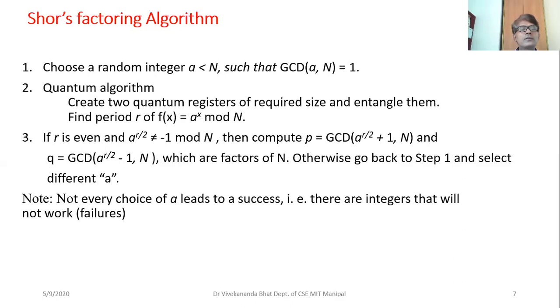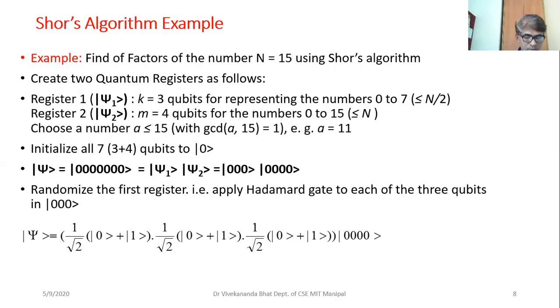So one thing you should note here is that not every choice of a leads to success. That is, there are integers that will not work. So in that case, you have to select a different value of a. So let us consider one example. Find the factors of the number n equals 15 using Shor's algorithm.